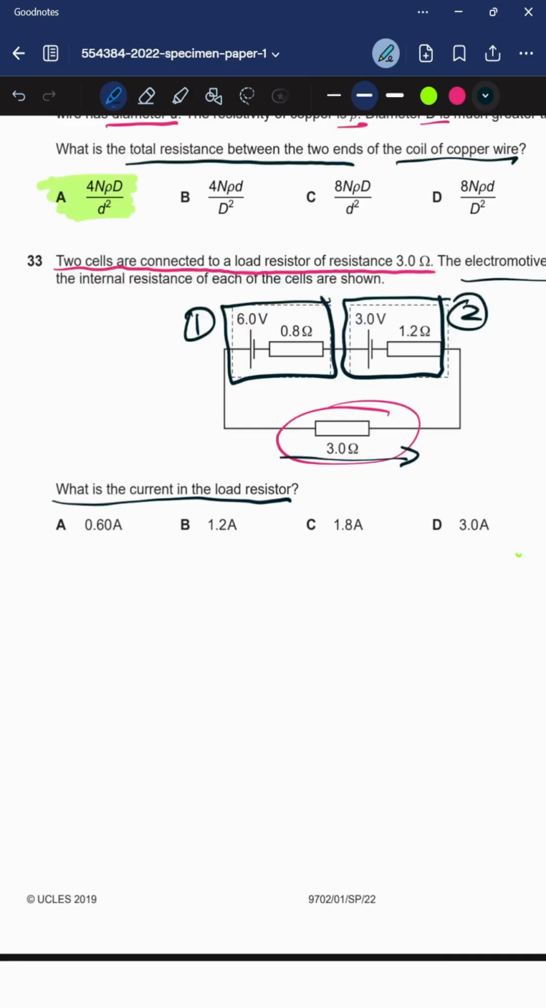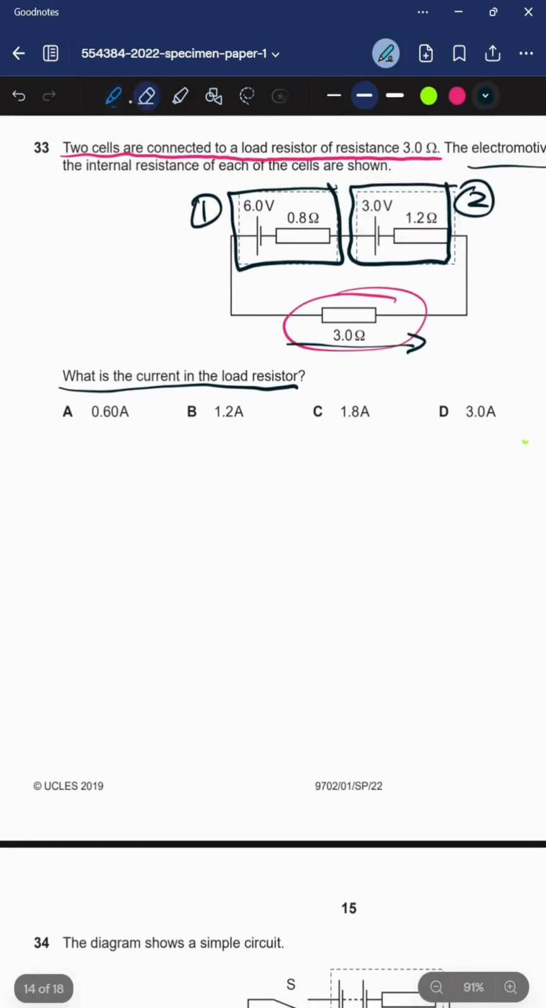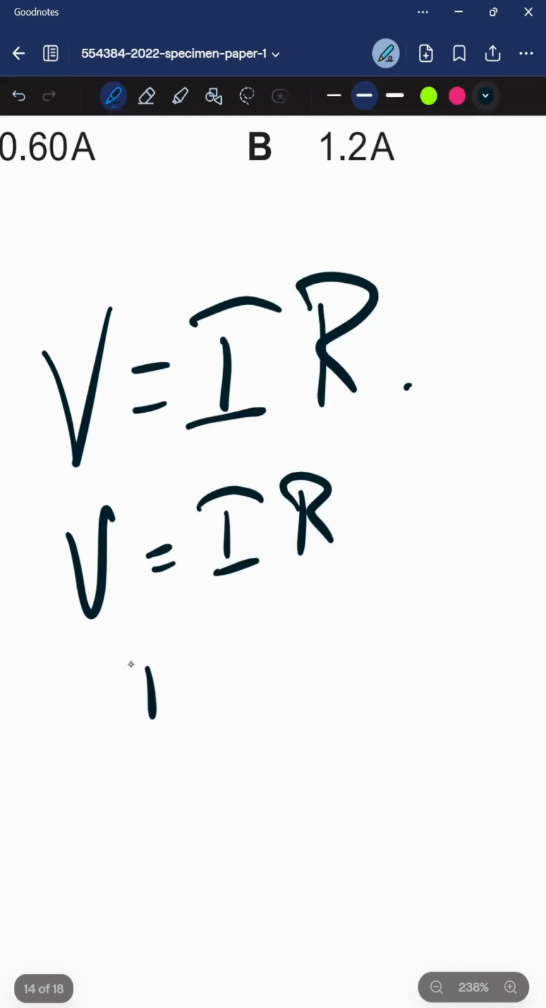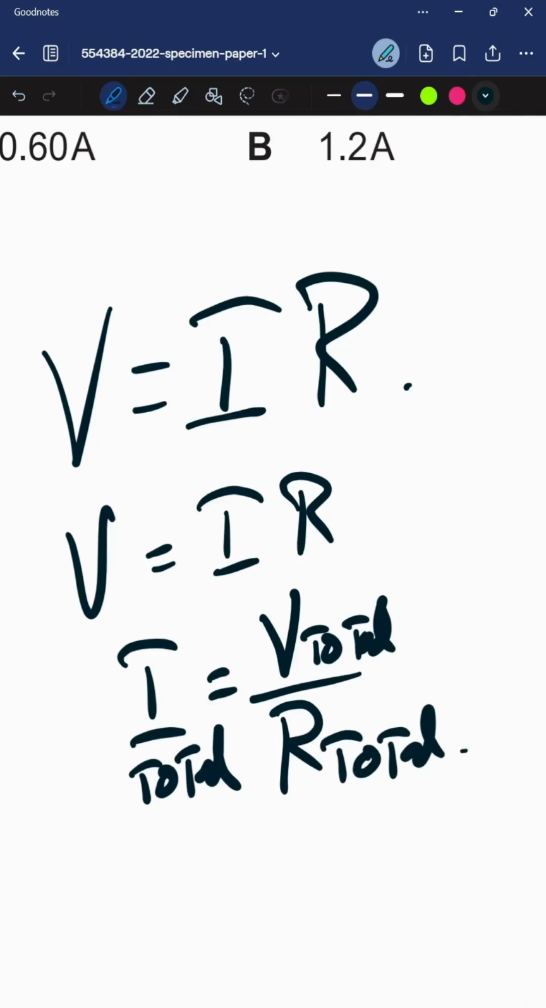So the strategy would be to calculate the total resistance. Ohm's law tells us that V equals IR, right? If I know the total voltage and total resistance, I can make I the subject, and I will be equal to V over R. So I total equals V total over R total. Total current equals total voltage divided by total resistance.